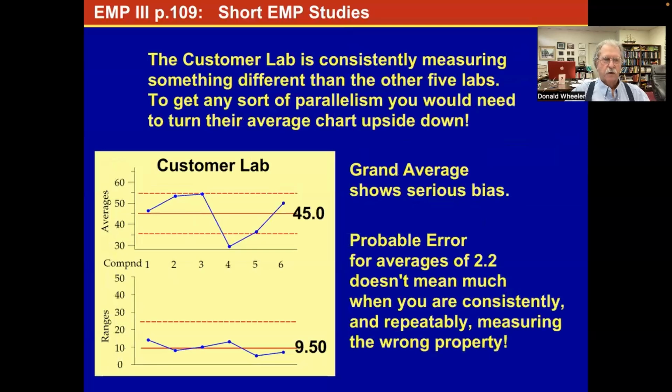And then we have the customer lab. The customer lab is consistently measuring something different than the other 5 laboratories. To get any sort of parallelism, you would need to turn their average chart upside down. The grand average shows serious bias. The probable error for averages of 2.2 doesn't mean much when you are consistently and repeatedly measuring the wrong property.